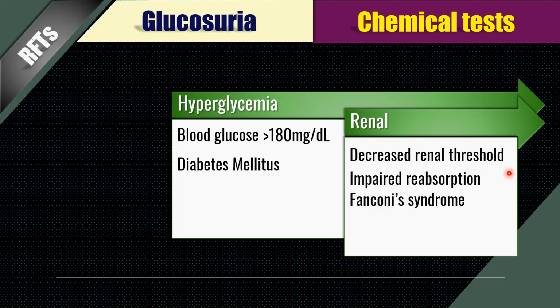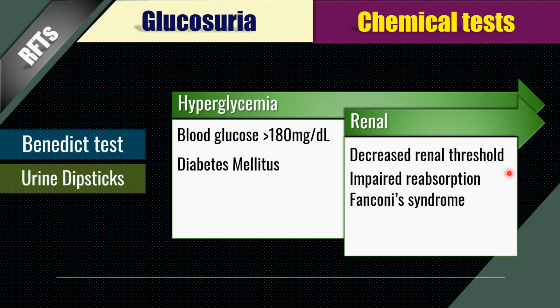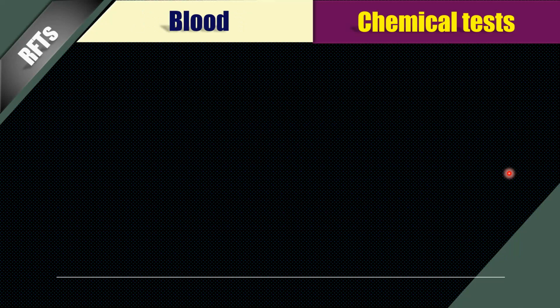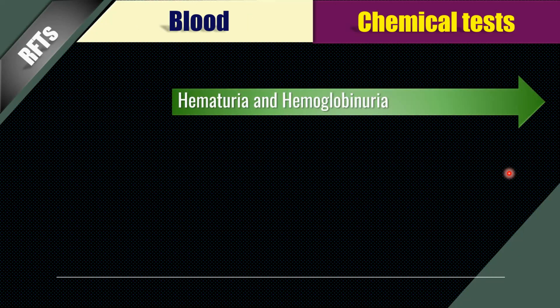What are the methods to estimate glucosuria or glucose in the urine? So the good old method is Benedict test, but nowadays more usage of urine dipstick methods. We can also detect blood in the urine by doing chemical tests in the laboratory. So we already studied if blood is present in the urine, we can call it hematuria, or sometimes this blood may be hemoglobin, so we can call it hemoglobinuria.